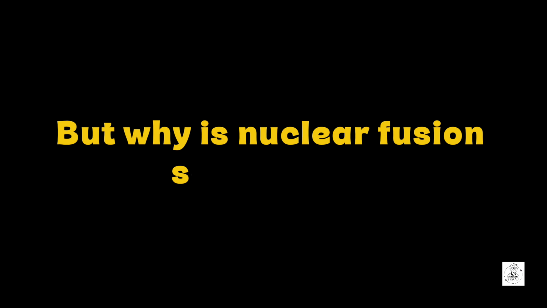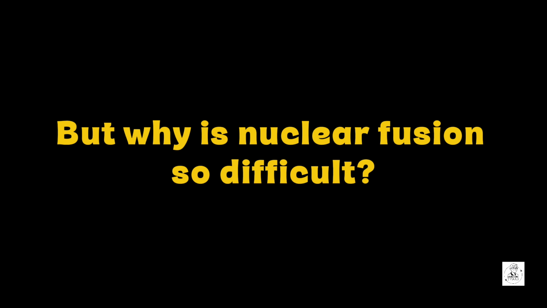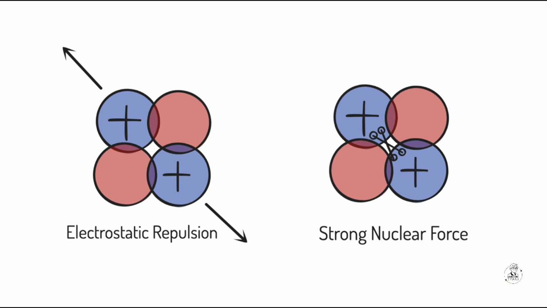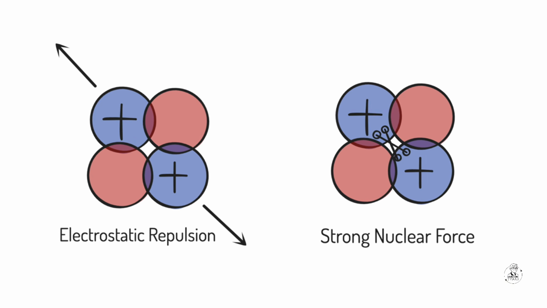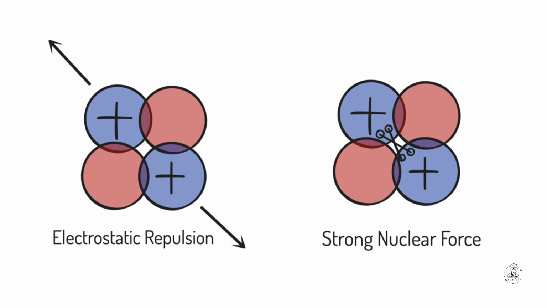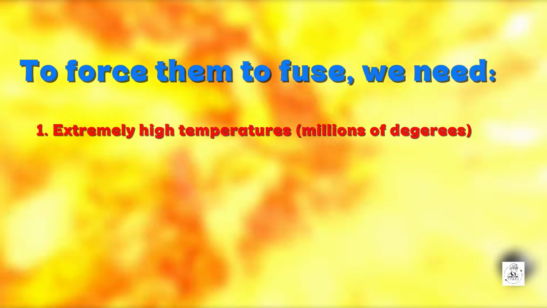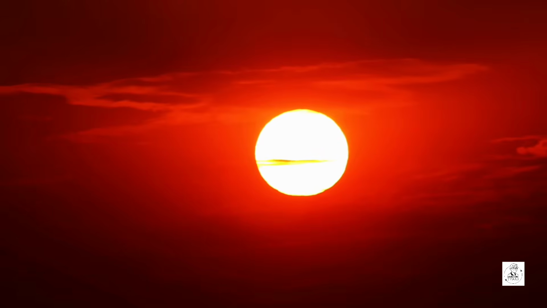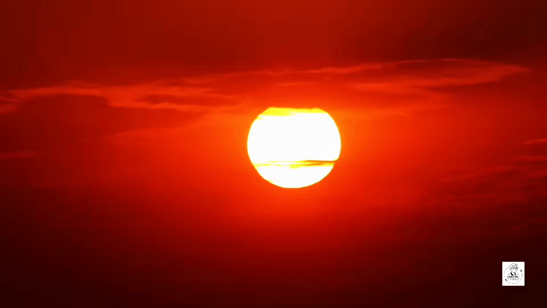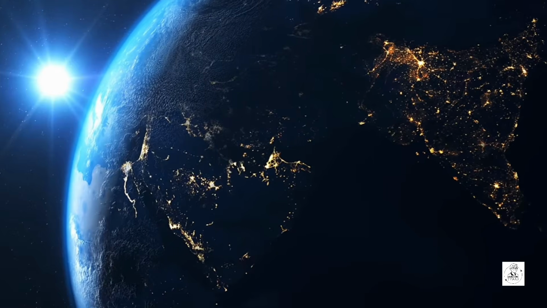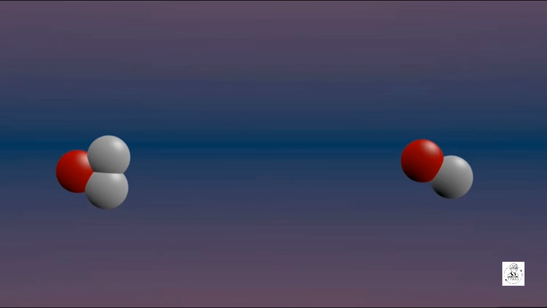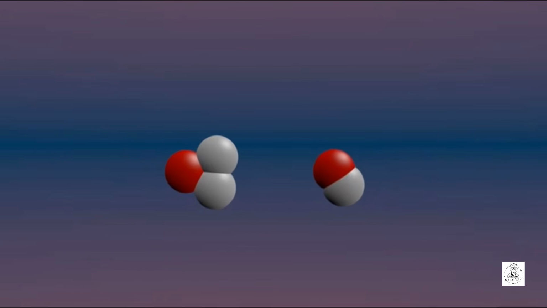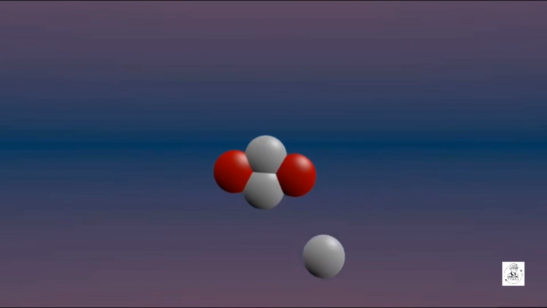But why is nuclear fusion so difficult? Here is the challenge. Atomic nuclei are always positively charged, so they repel each other. To force them to fuse, we need extremely high temperatures, that is millions of degrees, and enormous pressure. Basically, we need to recreate the conditions of the sun, right here on Earth. That's why fusion is one of the most difficult engineering challenges in science.